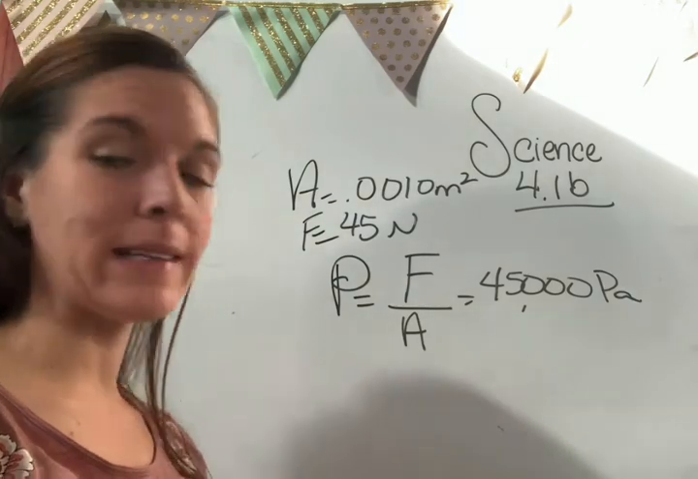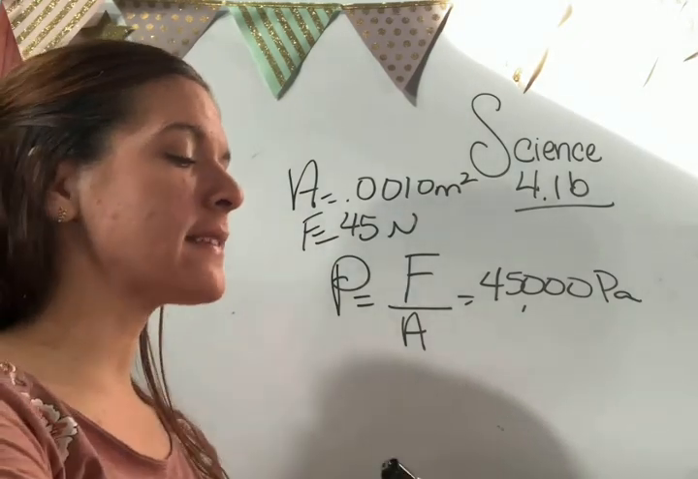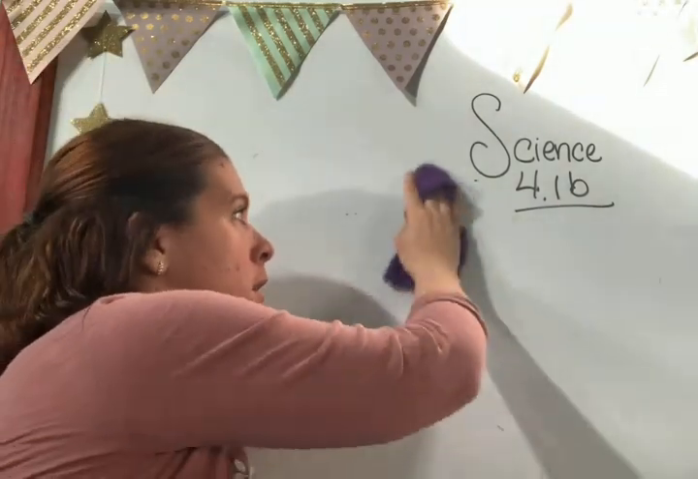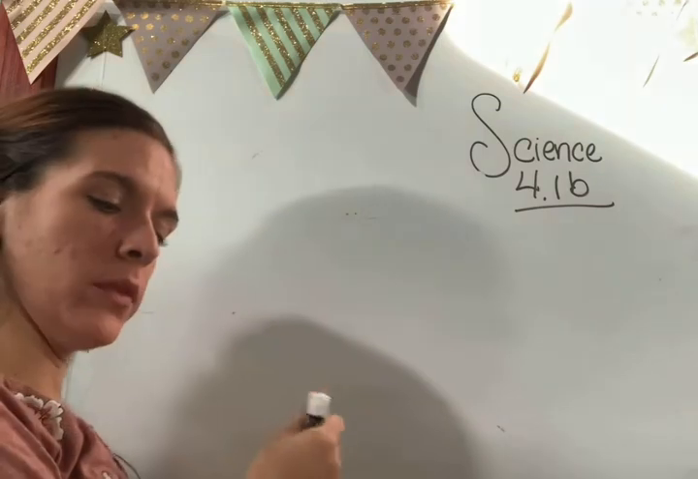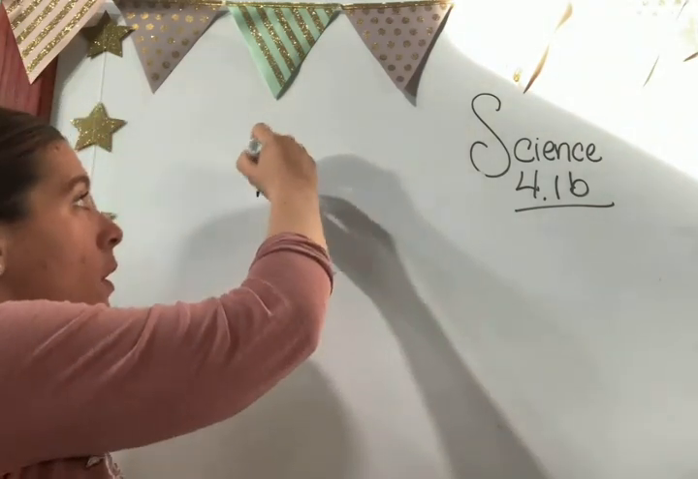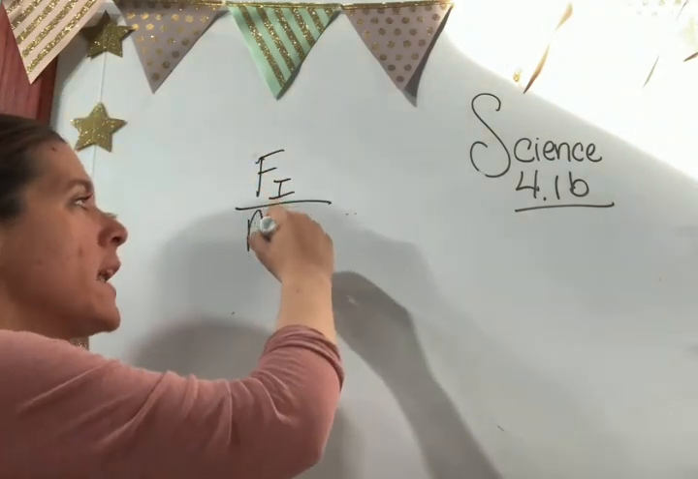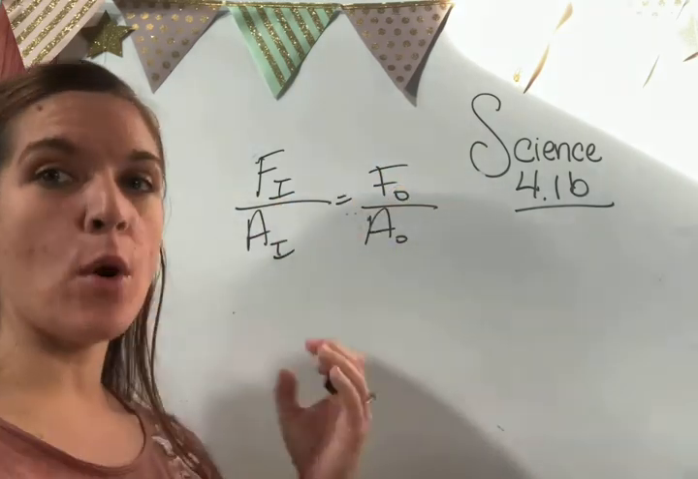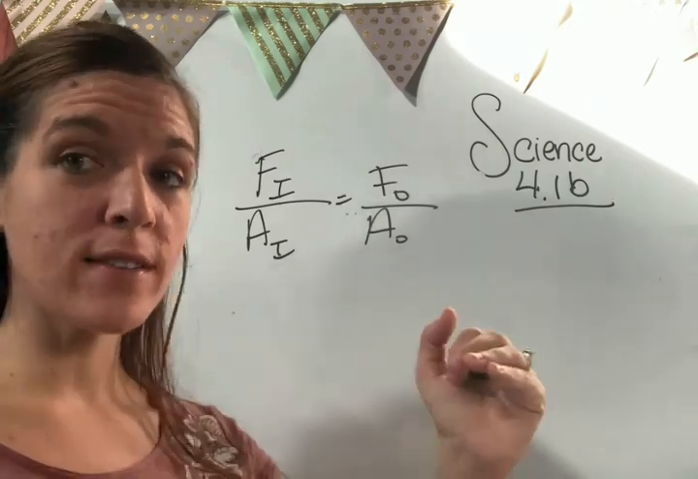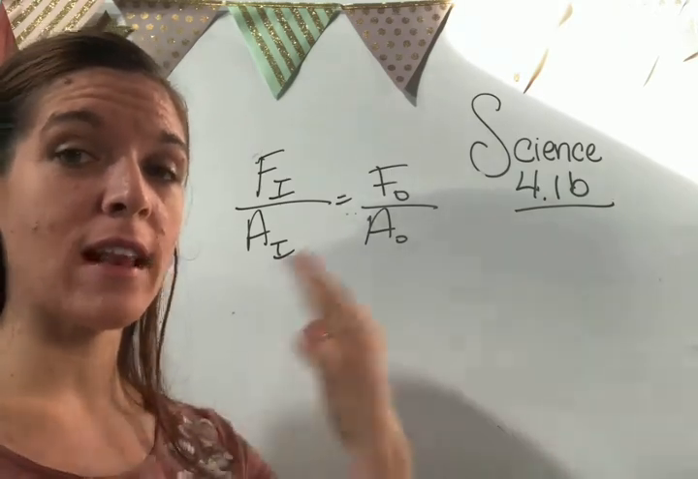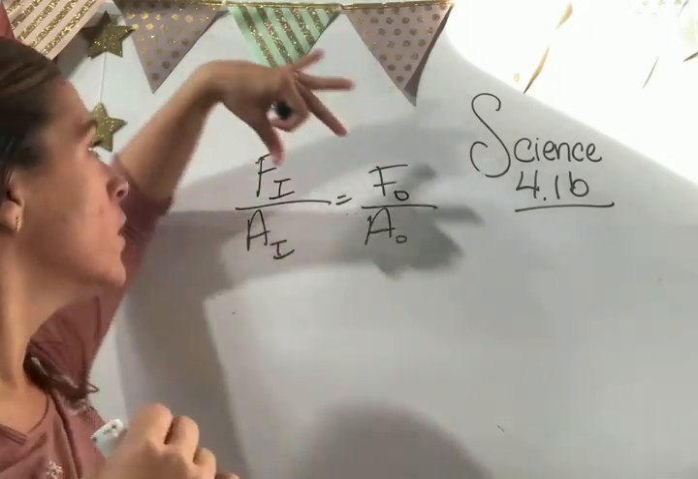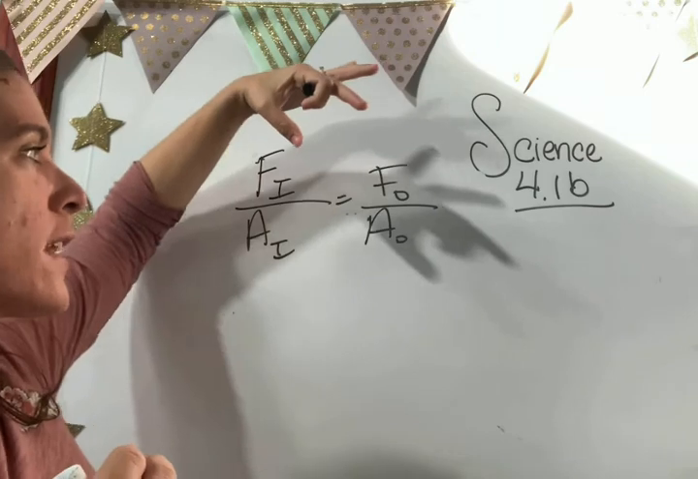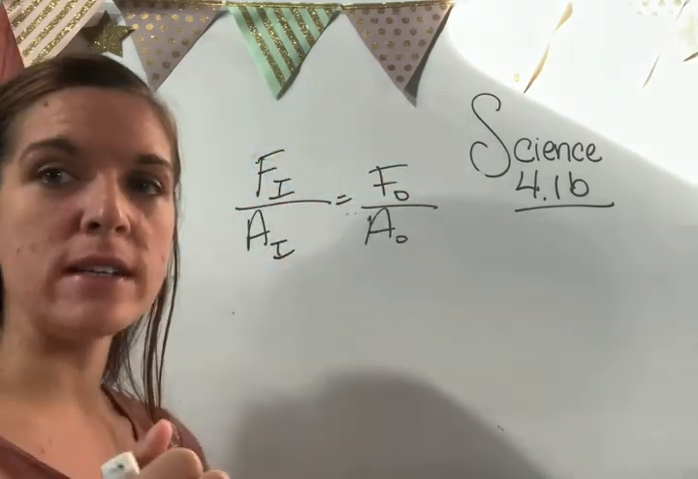Let's do the practice. Here in the practice, it's going to say to use two different methods. We're not going to use two different methods. I'm going to show you the formula that we're going to get used to for Pascal's principle, which is going to be force input over area input equals force output over area output. This is a ratio. Okay, this is a direct ratio for those of you in Algebra 2 that were just studying this last week. When the force increases, the area increases. So the force input increases on the force output, then the area has to increase as well.